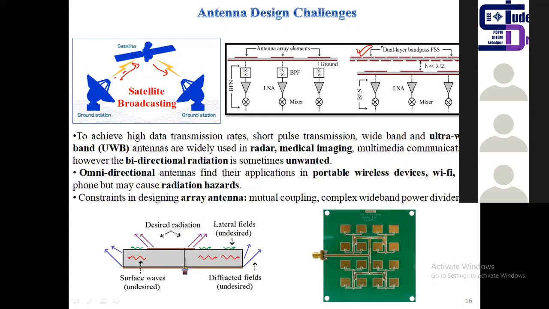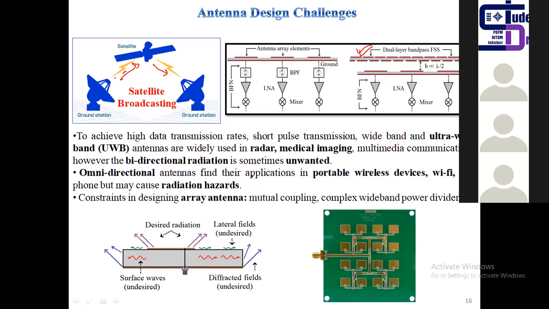It can be multi-band, single band, wide band, whatever you want, but you do not have to put bandpass filters separately for every antenna element. That is one very good advantage, because it is reducing your size. In satellites that is very important, because the satellite is 36,000 kilometers away, and inside the satellite you do not have much space to put all these things.